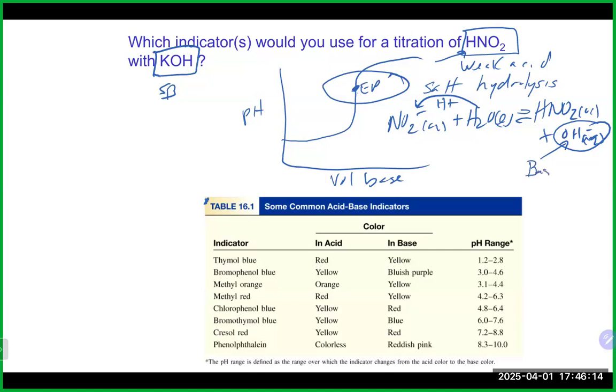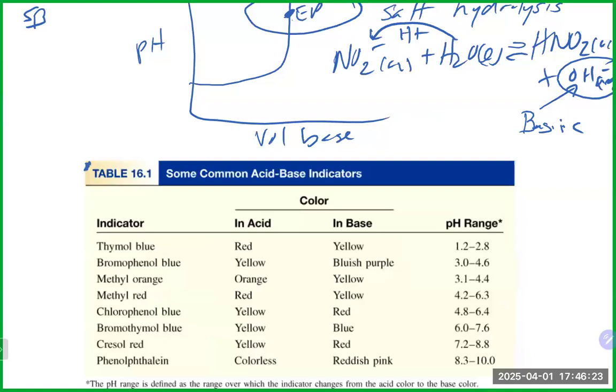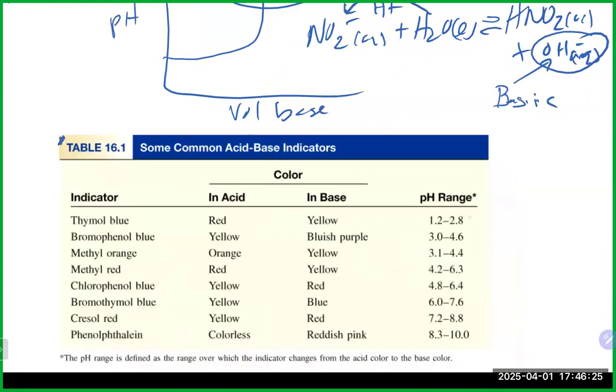So when we're choosing an indicator, we clearly would not want an indicator that changes color before basic. So looking at our list here, clearly this is probably not going to be a great choice as it's going to change way before you get to the equivalence point. So it's going to do you no good. Same thing, same thing.